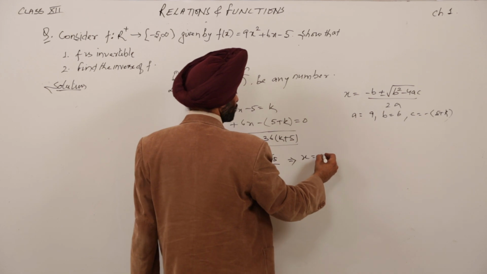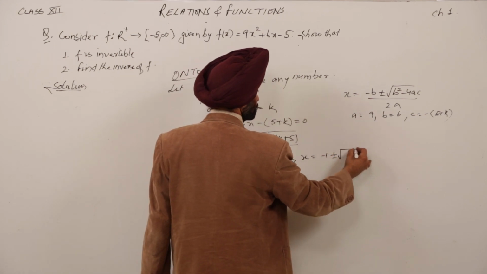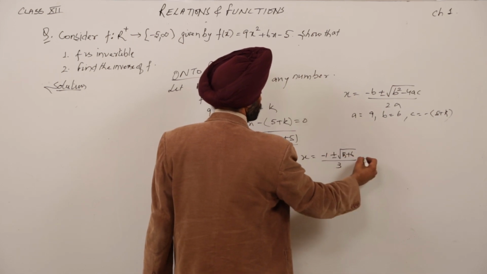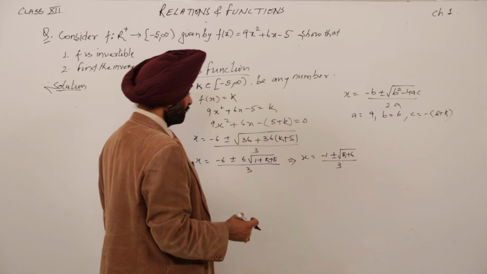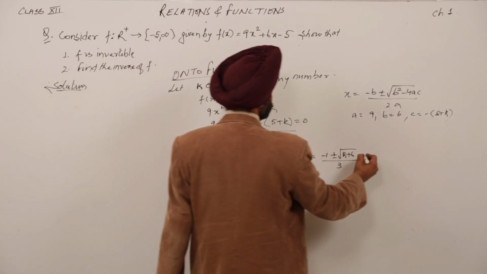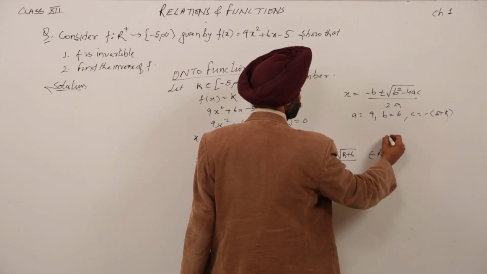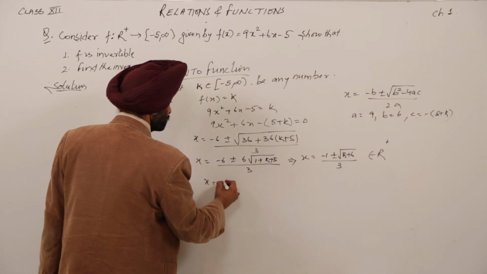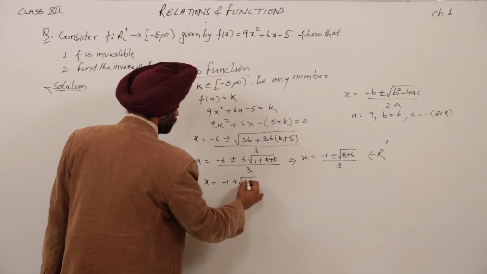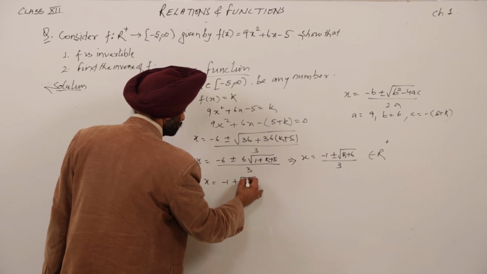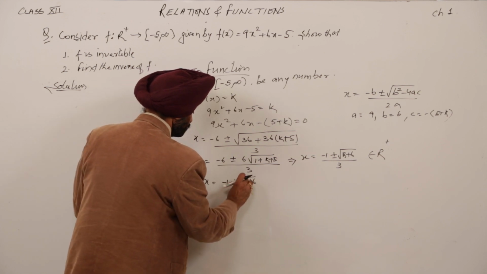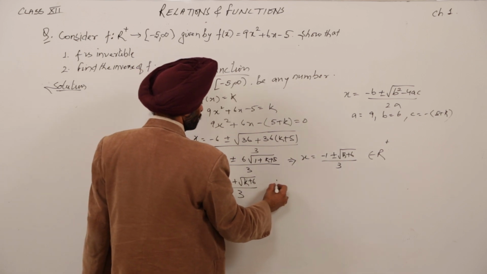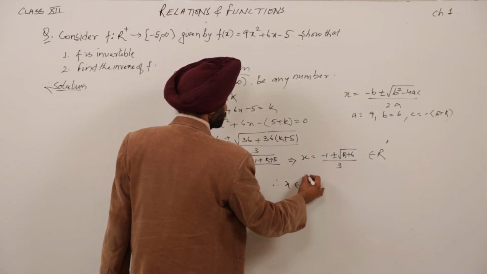And this further becomes x is equal to minus 1 plus minus under the root k plus 6 upon 3, and k plus 6 upon 3 belongs to R positive. Okay. So you can write x is equal to minus 1 plus under root k plus 6 upon 3, where x belongs to R positive.